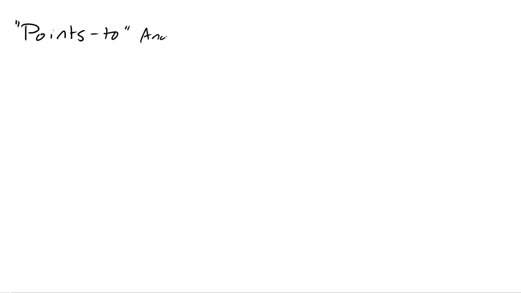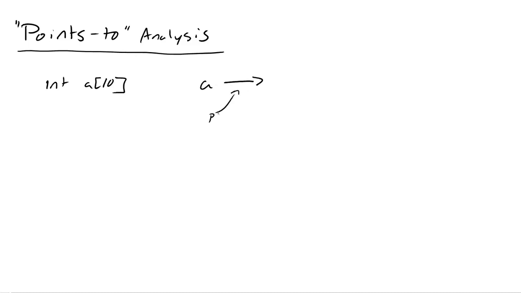Today we're going to talk about points-to analysis, and this is just going to be a brief overview. So to start off, what do we mean by points-to analysis? Well, imagine that we've declared an integer array A with 10 members. The variable A points to some memory location containing 10 different memory cells of size int. And so points-to analysis is an analysis concerned with understanding these points-to relationships.